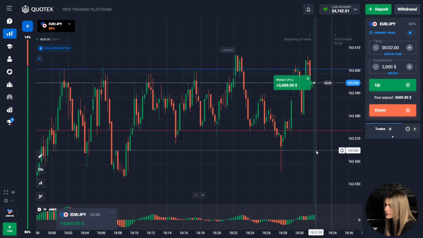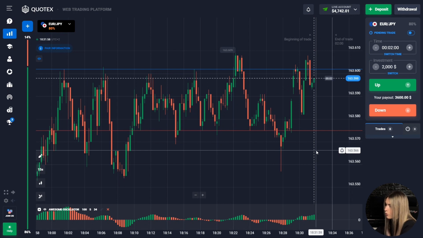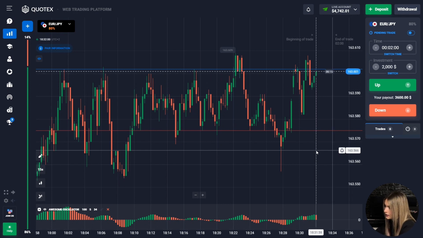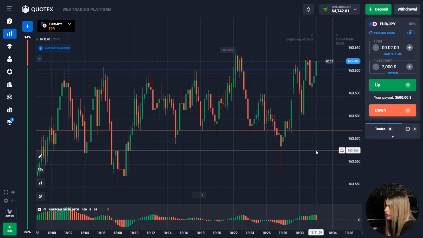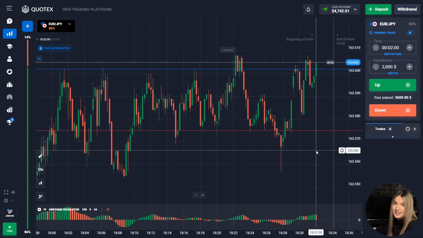As you can see, this time the transaction is not the most successful. The price rebounded from the upper limit, but then came back to test it. And the next bounce was very small. Nevertheless, we managed to close below the entry point and we made a profit, guys.